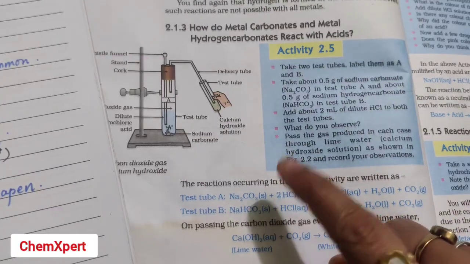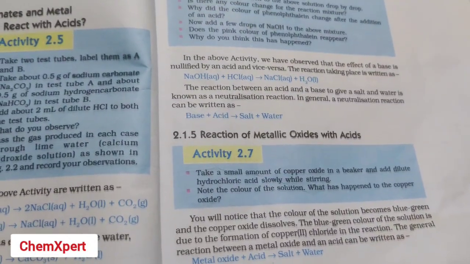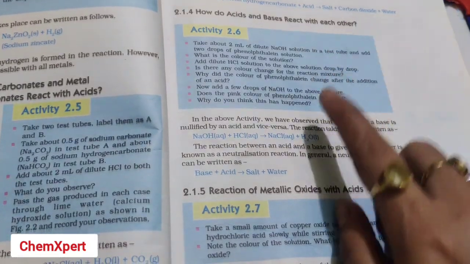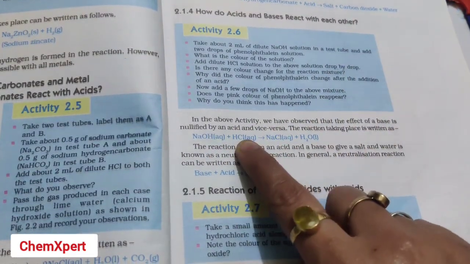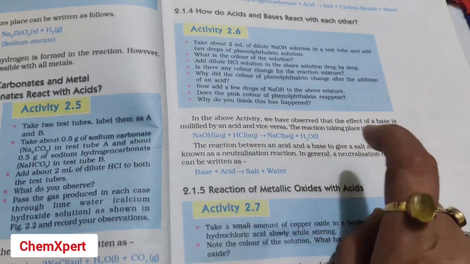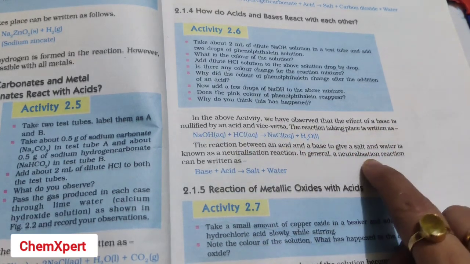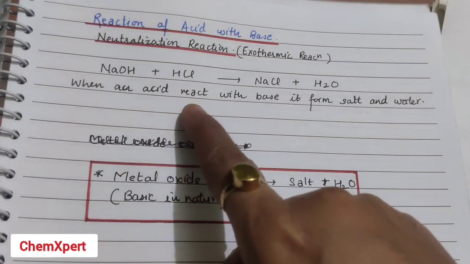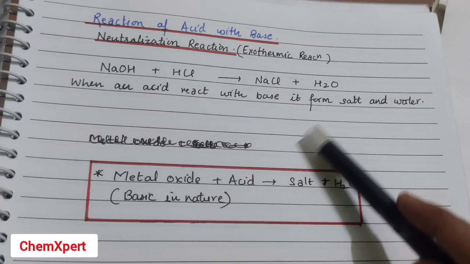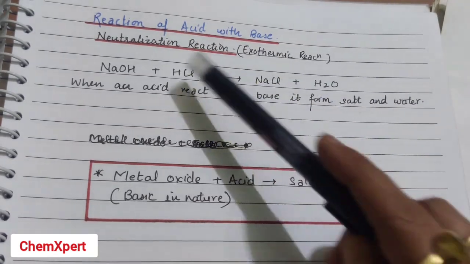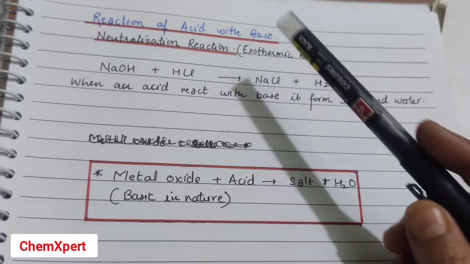So after the reaction with carbonate and bicarbonate, the next topic is the neutralization reaction. What happens when an acid reacts with a base? When acid reacts with a base, it forms salt and water, and this type of reaction is known as a neutralization reaction. So define neutralization reaction: when an acid reacts with a base, it forms salt and water, and it is a highly exothermic reaction, and that reaction is known as a neutralization reaction.